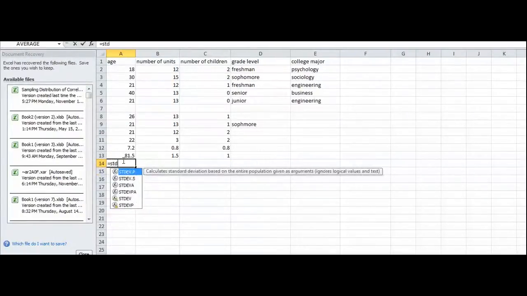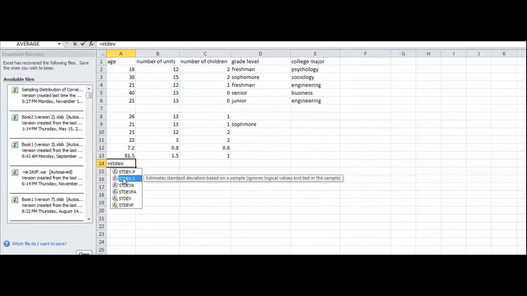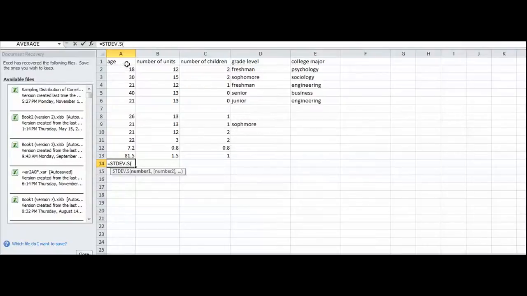For standard deviation, we would type in equals STDEV.S. This is for sample. So it'll come out to the highest number here, and it'll come out to lower numbers over here because these columns are less spread out. Right, so that is what happened.